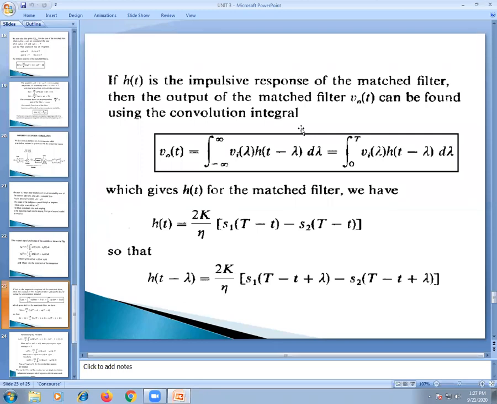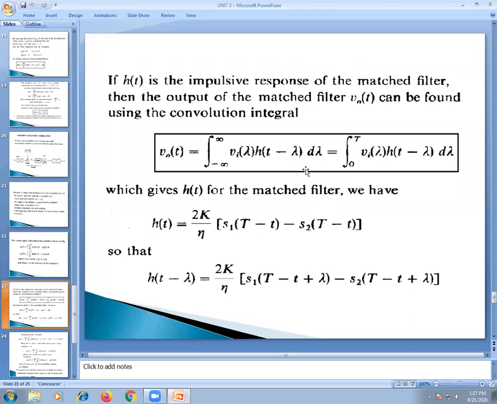So now v naught of t is equal to the integral from minus infinity to infinity of vi of lambda times h of t minus lambda d lambda. This is the convolution formula. So that is 0 to T, vi of lambda, h of t minus lambda d lambda. That is the convolution principle. What is the convolution principle?